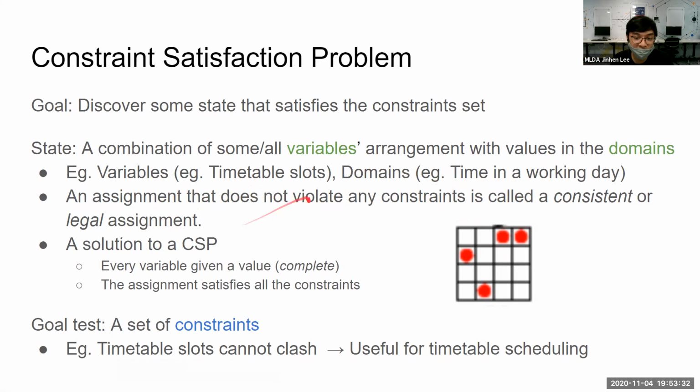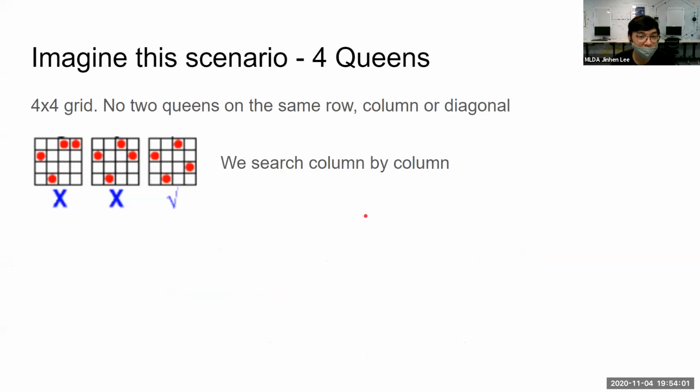Any assignment that does not violate any constraint is called a consistent or legal assignment. I will show you what this means later. A solution to a CSP, a constraint satisfaction problem, is one where every variable is given a value, so in this case all 4 columns are filled, and the assignment satisfies all the constraints. I will show you the example now. We are going to imagine a 4 queens scenario. The criteria is that there can be no 2 queens on the same row, column, or diagonal.